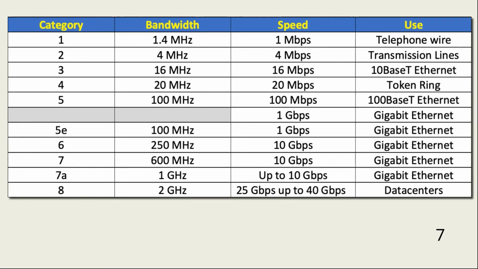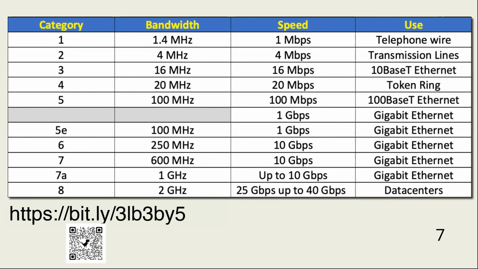There are different types of twisted pair cable, and the correct type must be selected for the network protocols used. This table shows the various categories of unshielded twisted pair cable. The table is based on information contained in a Geeks for Geeks article. The article also includes good information about other cable types, and it can be accessed at the link shown.